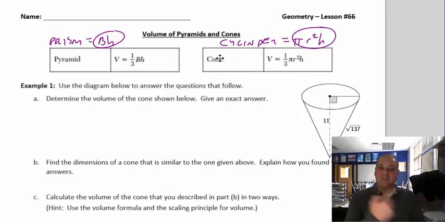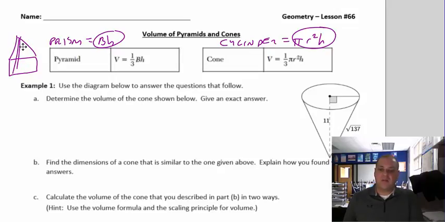A cone has a circular bottom, right? It's just like a cylinder, except instead of having two circles, it just comes to a point. And then same thing for a pyramid. It's almost like a prism. You could have a square or rectangle or whatever the base is, but instead of going to another square or rectangle, it just goes to a point.